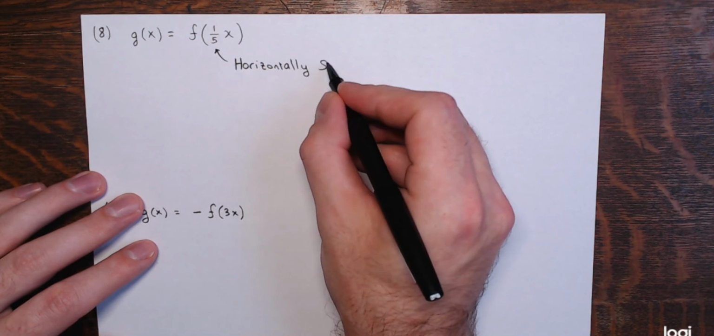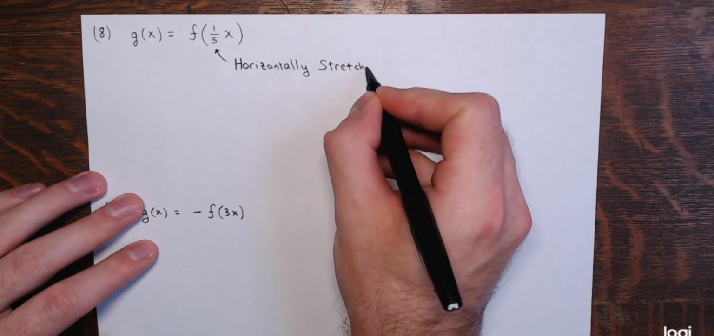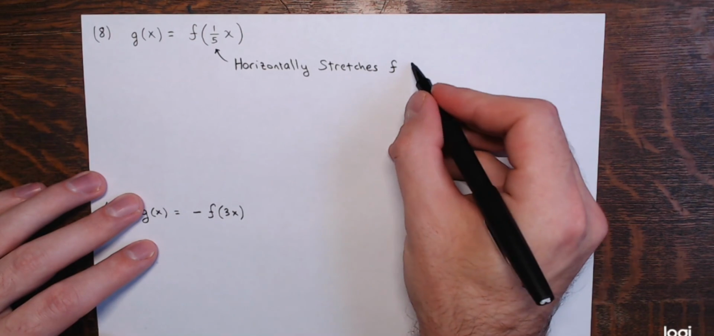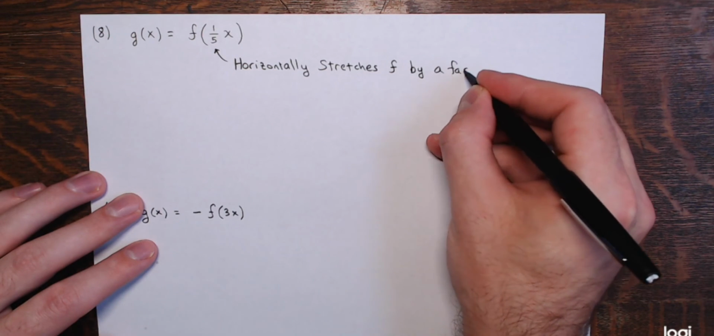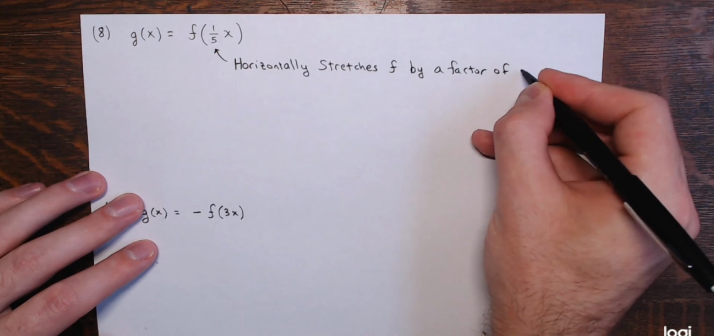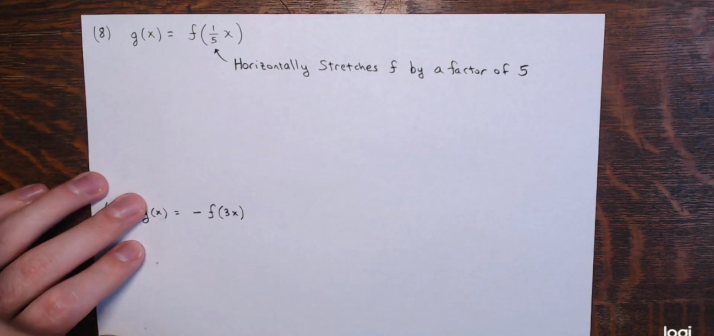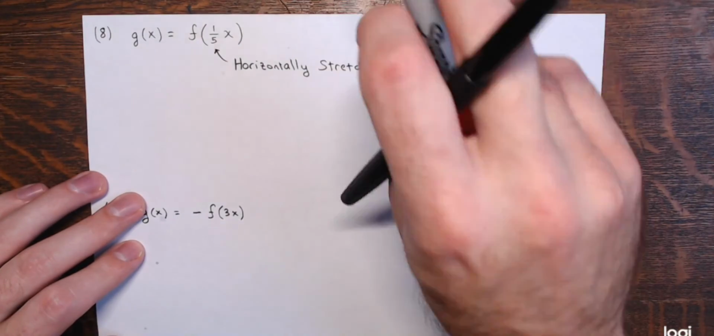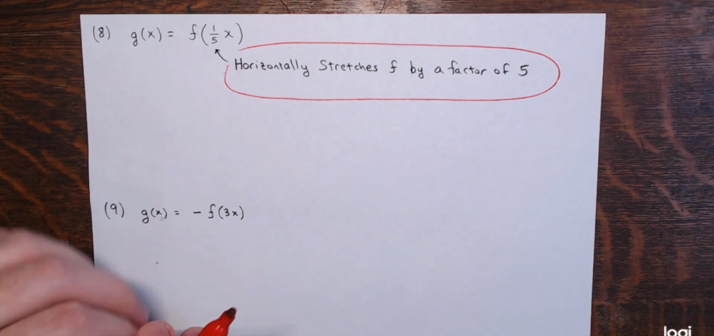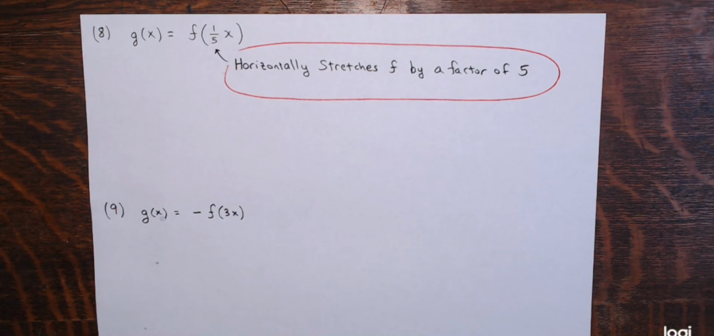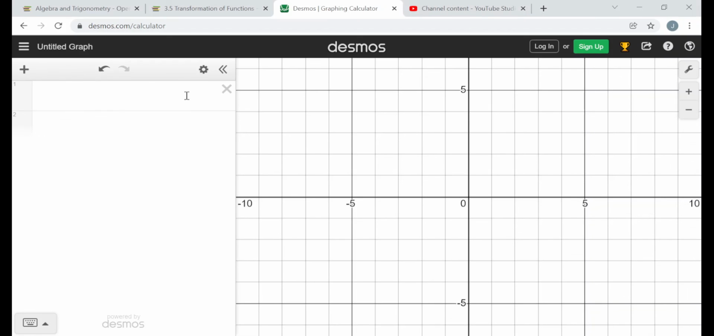So this horizontally stretches f by a factor of the reciprocal of 1/5, right? By a factor of 5. And that's all they wanted, right? Just describe what happens to the function f. And I'll show you an example with one of the toolkit functions.